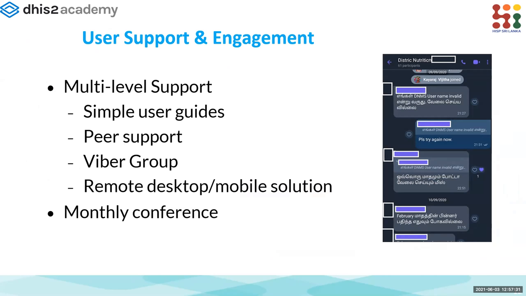So what we do is, after the training program, if by any chance any participants encounter an issue, we encourage them not to contact the national level support staff directly, but to contact one of the peers, maybe a fellow community health worker, and try to see whether they can solve that problem at that level. If not, they can put it to the Viber group, the instant messaging group that we have.